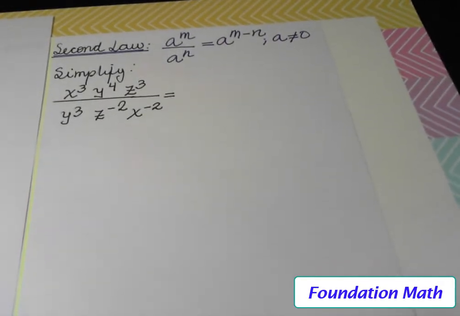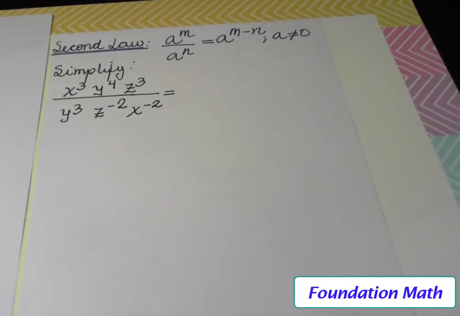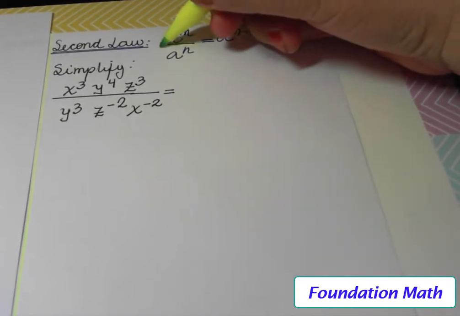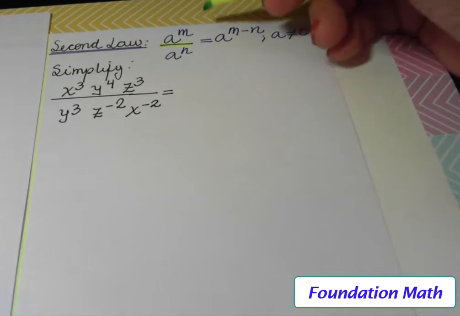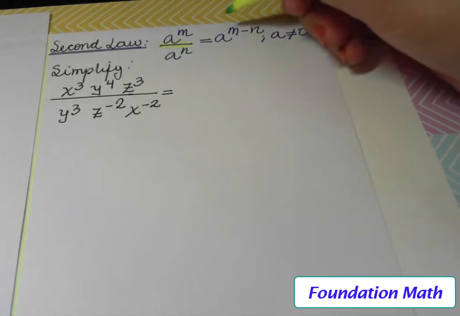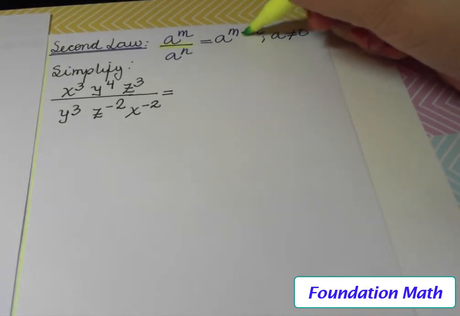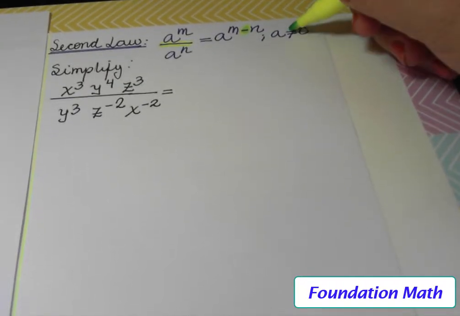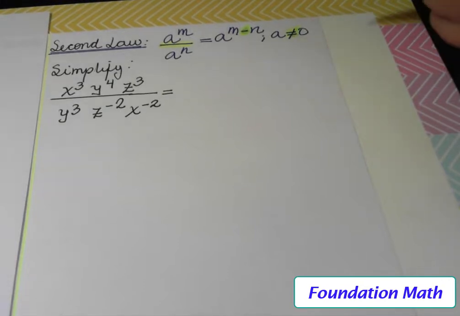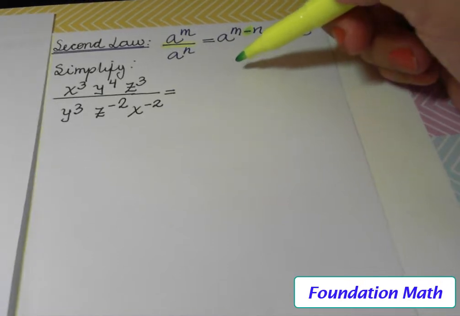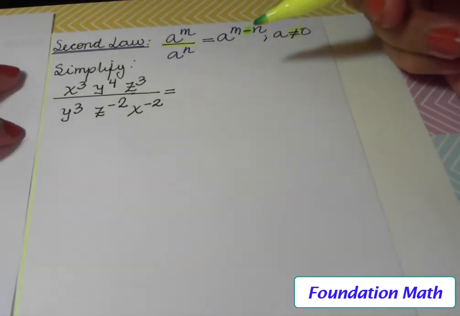Hello guys, we are working now again with the same topic, exponents. We have to work here with the second law. So when we have a fraction, we have the same base, a, with exponents m and n. So this fraction is going to be equal to a, the same base, but the exponent is going to be a subtraction, m minus n. This rule works just when a is never equal to 0. If a is 0, you can't apply this rule. The answer is going to be a different expression.